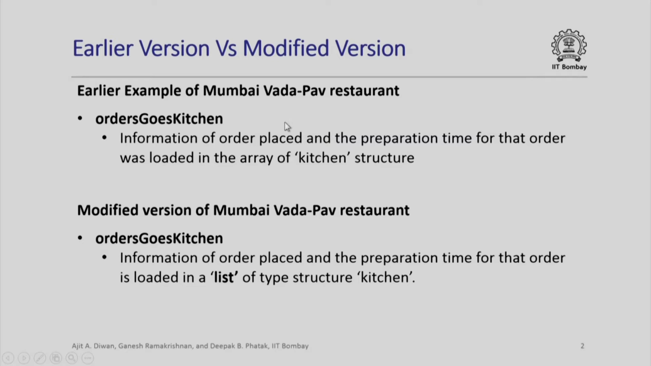You will recall that in the earlier version, there was a function called order goes to kitchen, where the information of the order placed and the preparation time for that order was loaded in an array. Now, instead of an array, we would like to use a list. So, the same information about the order placed and the preparation time will be loaded in a list of type structure kitchen.